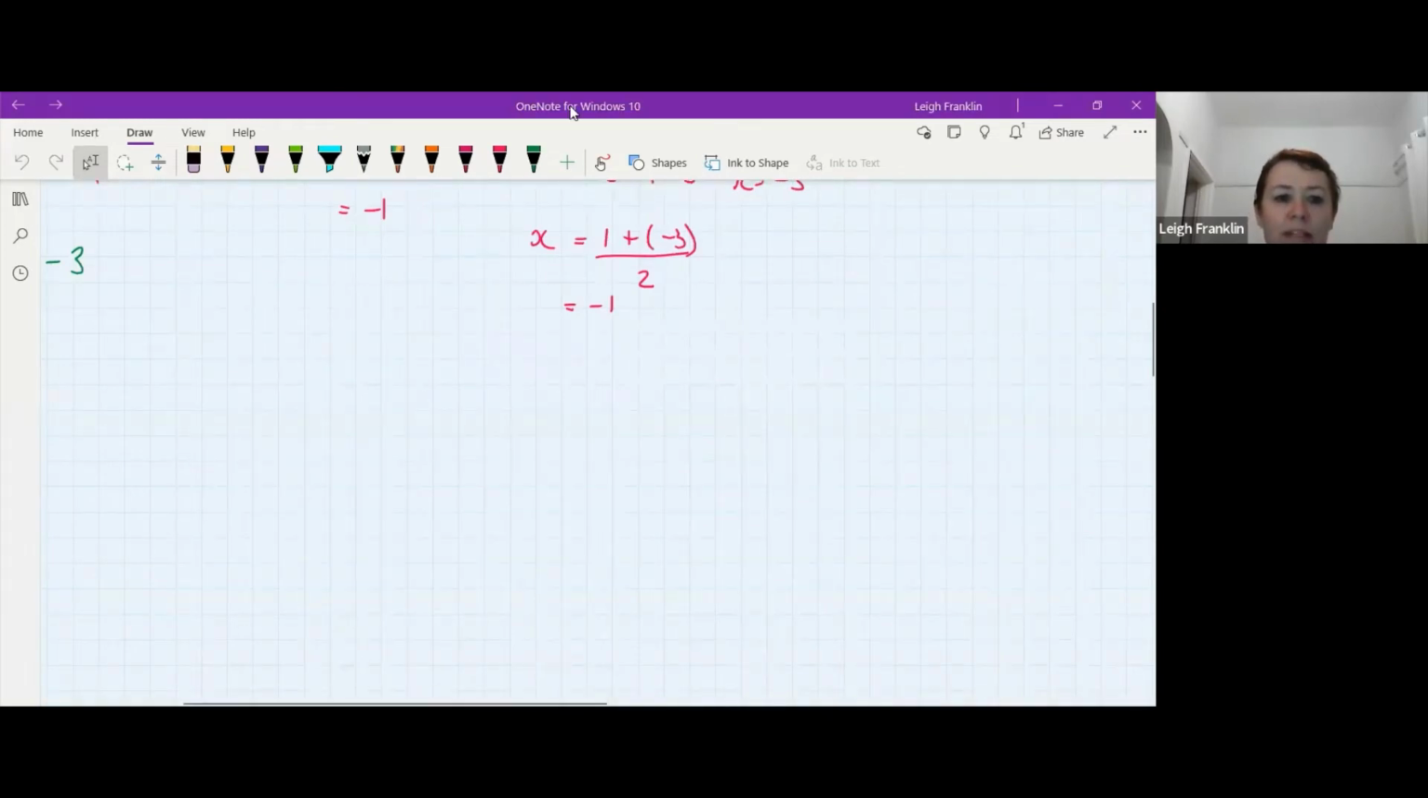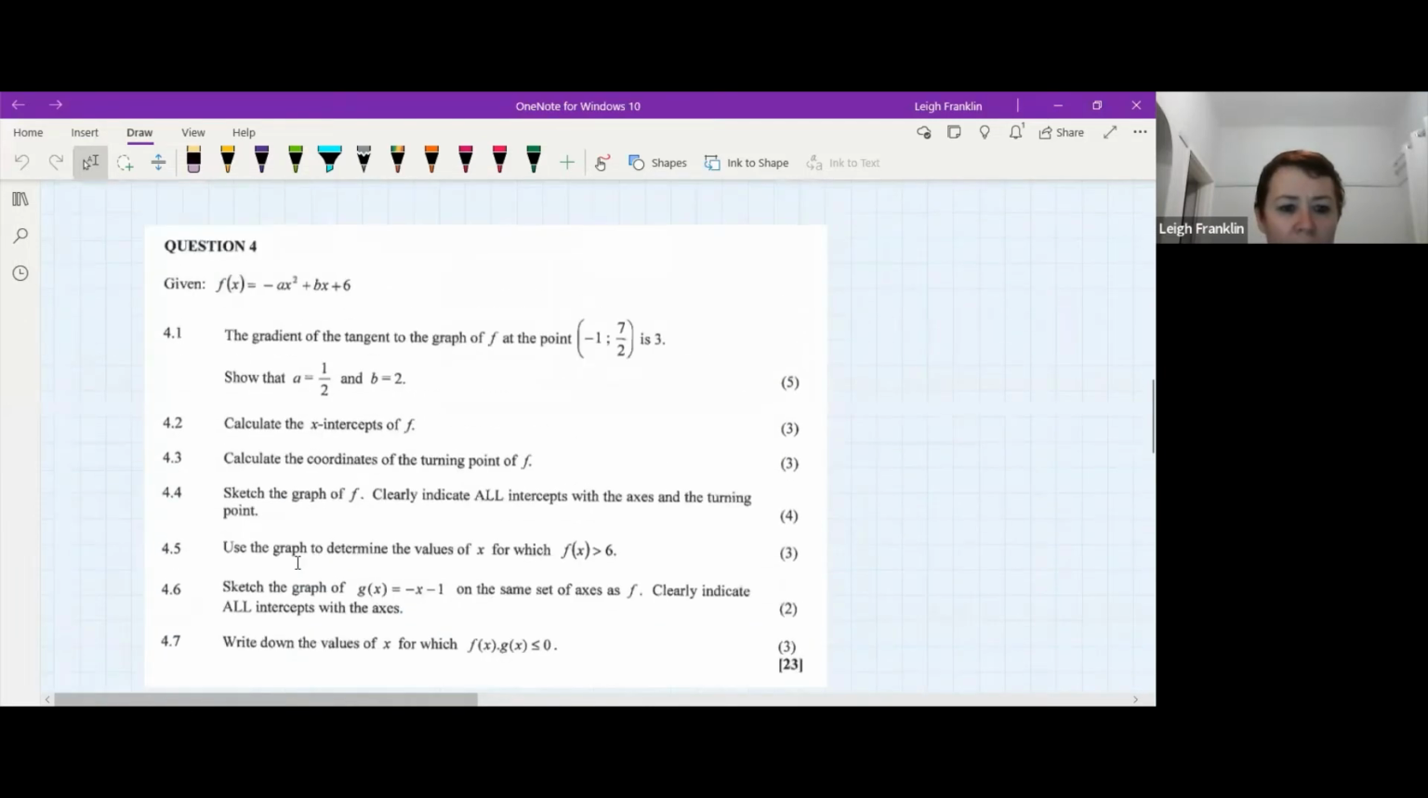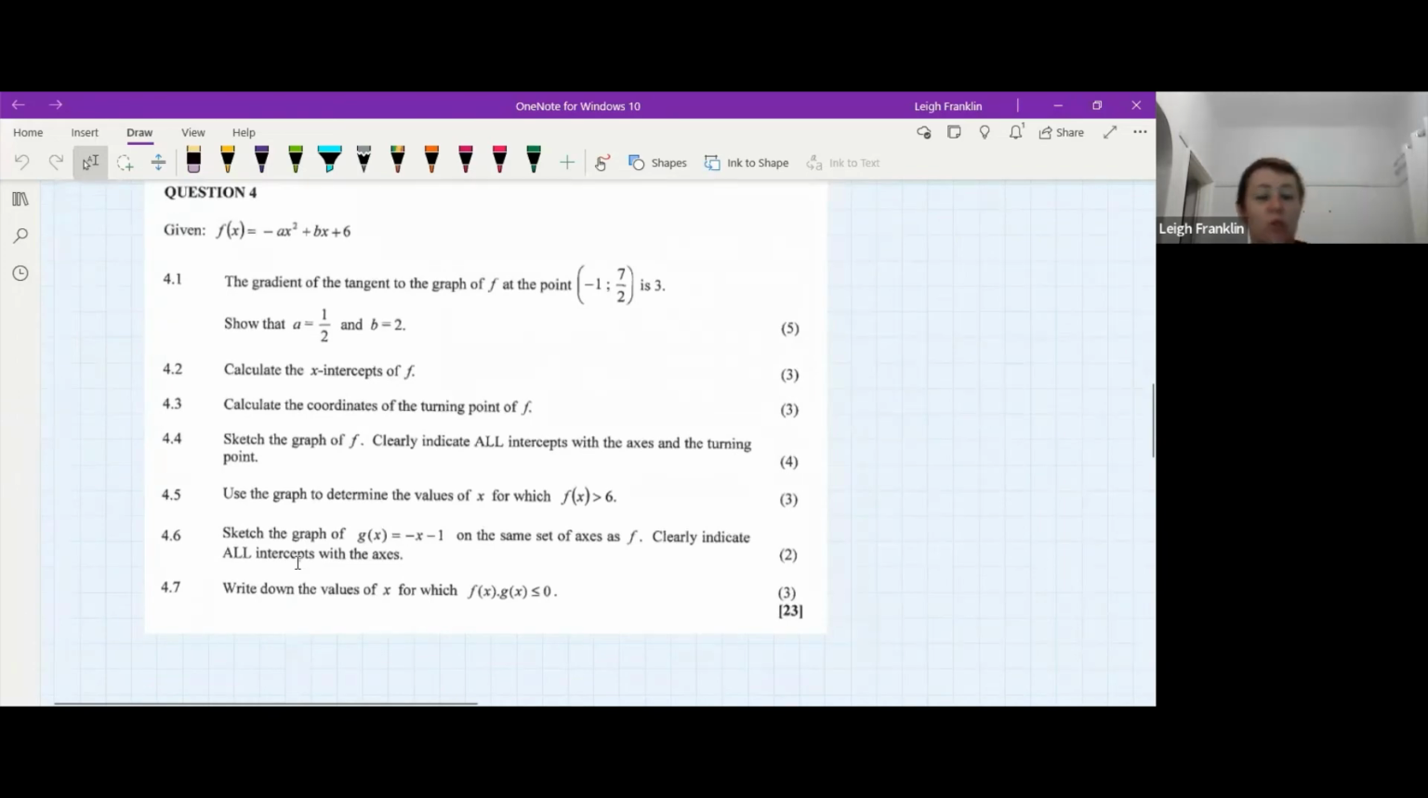Cool, Tisha. I'm glad to see you've got clapping hands. That's great. Okay, where are we? Okay, so here we go. So one year they did this to the matrix and they gave them, given f of x equals -ax squared plus bx plus 6 and no picture. How hectic is that? The gradient of the tangent to the graph of f at the point -1 and 7/2 is 3. Show that a equals 1/2 and b equals 2.